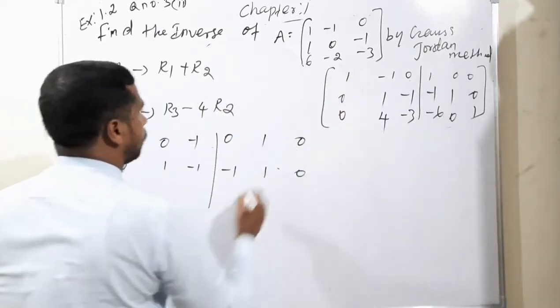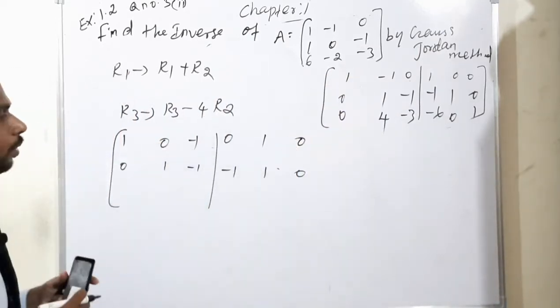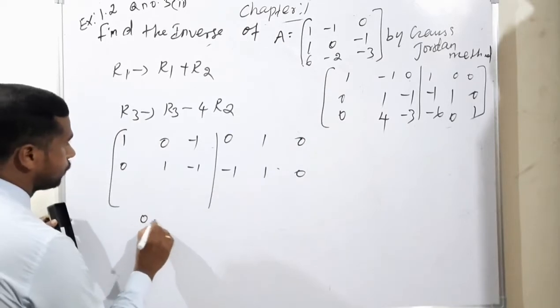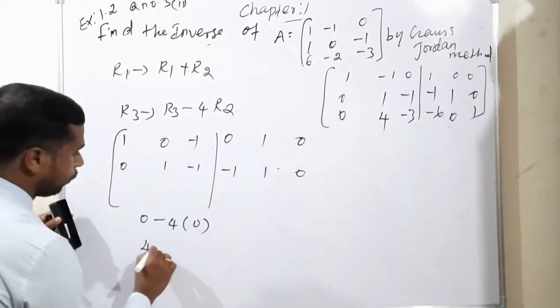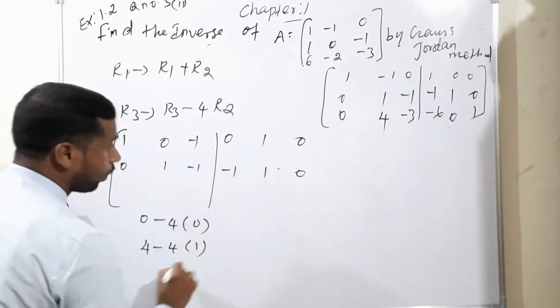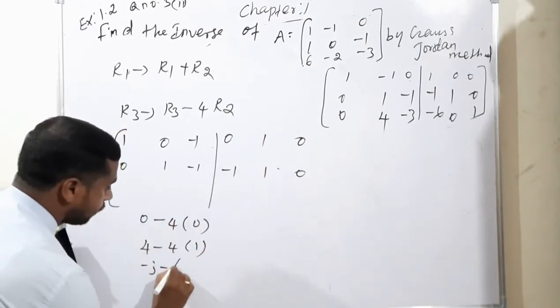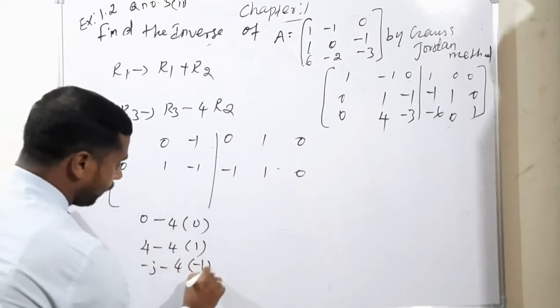0 plus 0, 0. R3, look at there, R3 minus 4 into R2. There 0 is there. So 0 minus 4 into R2 value 0. Next condition, 4 is there. 4 minus 4 into R2 value 1. Next, minus 3 is there. Minus 4 into the value will be minus 1.